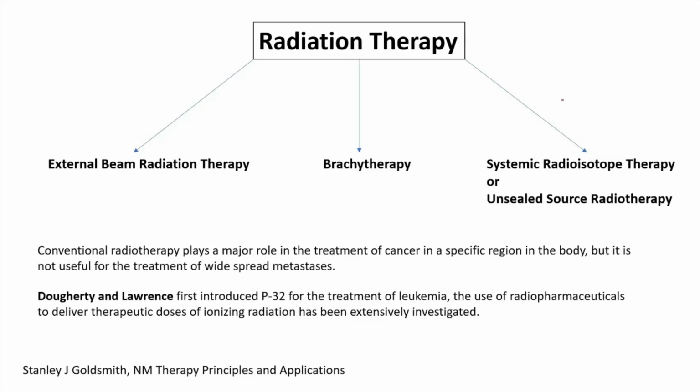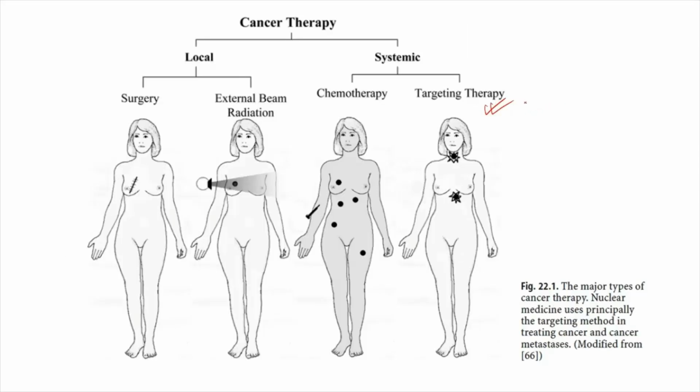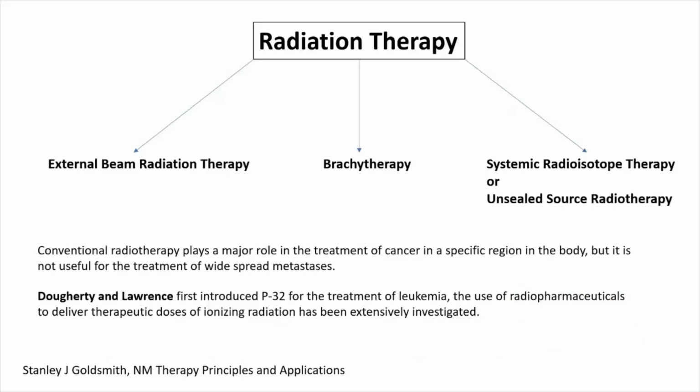If you look at this example, external beam radiation therapy is very useful in treating cancer in a localized region. But if the cancer has spread to multiple locations, then by using external beam radiation therapy you cannot cure it. Then you have to go for other interventions like chemotherapy or targeting therapy. So our topic will now focus on systemic radioisotope therapy or unsealed source radiotherapy.